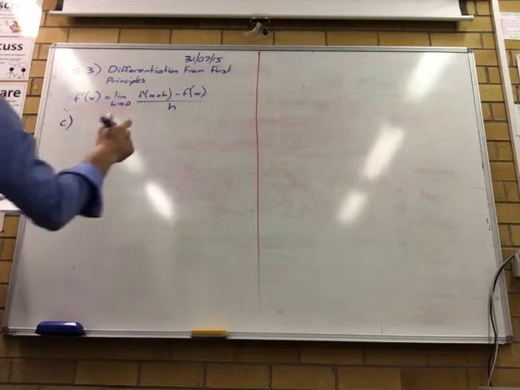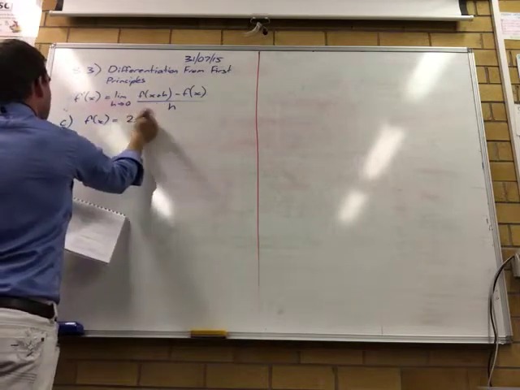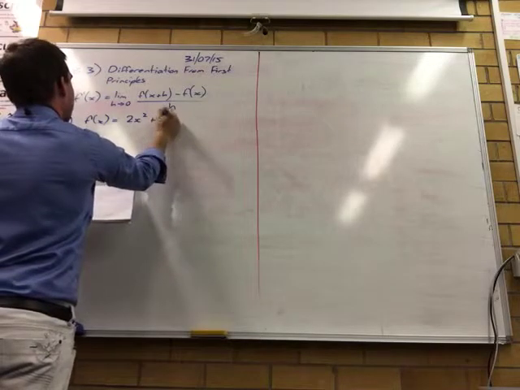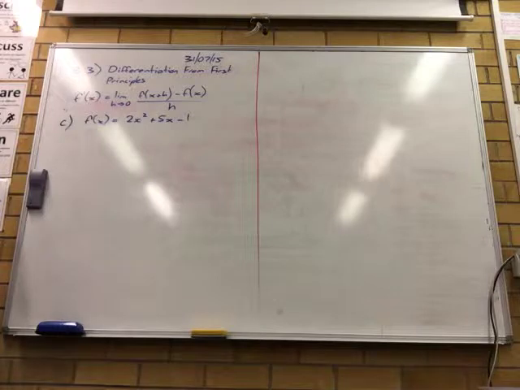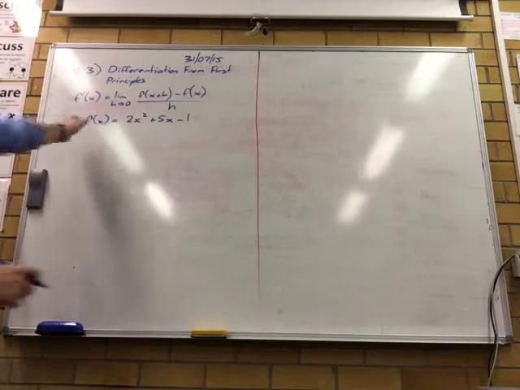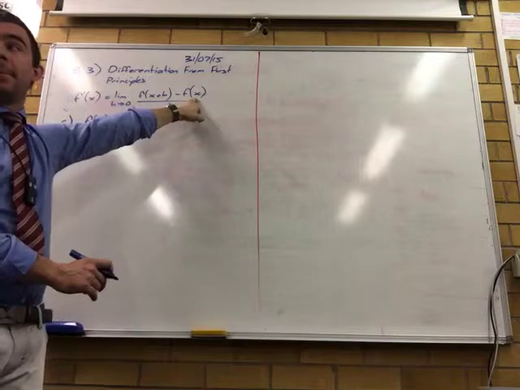Right, C. We now have f of x equals 2x squared plus 5x, take away 1. So the question will say differentiate by first principles. So when you see by first principles, you need to do this method, and I'll explain more about that as we go through this lesson. In our formula we already have f of x, so we're going to put all that with a bracket in place for that.